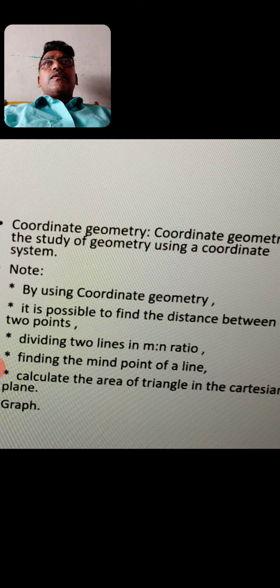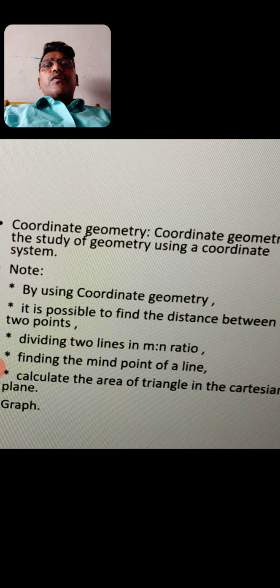So to check whether they are collinear or not, what can we use? We can use the triangle area formula, or with points A, B, C, we can use the AB plus BC equal to AC formula also. But the triangle formula is better and easy for you.